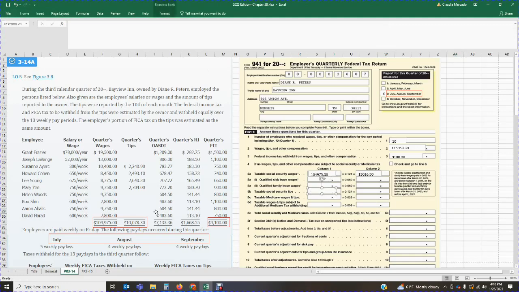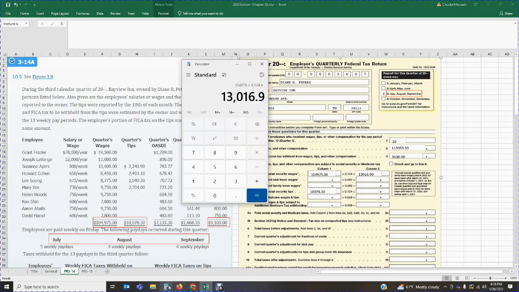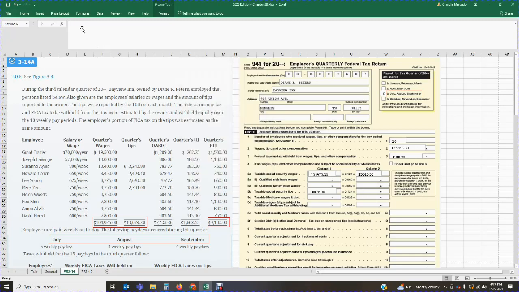The total of my tips, if you look at your quarter's tips, is 10,078.30. So that is my total for my tips. I'm going to multiply that amount times the rate on the form, which is 0.124. 10,078.30 times 0.124 gives me 1,249.709. Because that third digit is a 9, I'm going to round up to 1,249.71. So be very careful with your rounding. So we're entering 1,249.71.